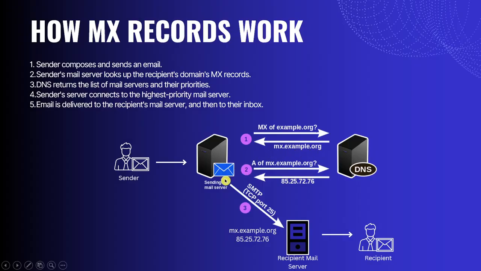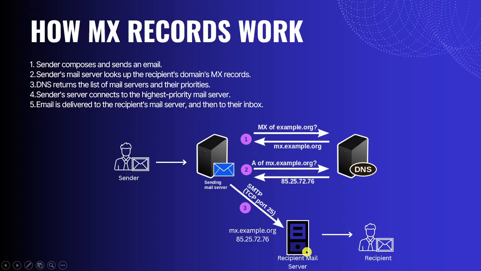mx.example.org. Then the sending mail server asks the DNS server, what is the A record of mx.example.org? The DNS replies 85.25.72.76, the public IPv4 address for mx.example.org. Now the sending mail server knows where to send this email message, that is, the destination mail server's public IP. The sending mail server then sends the message using the SMTP protocol through port 25 to the destination mail server at 85.25.72.76.